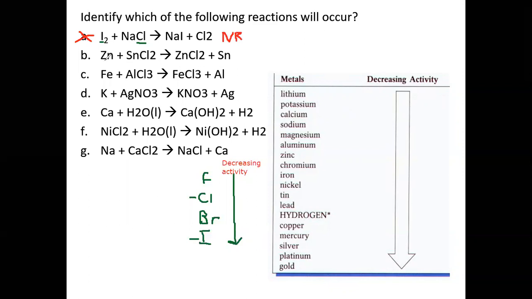Next, in this example, we have zinc displaces tin. So we've got to go to our activity series. We find tin, which is right here, and we find zinc. Since zinc is higher than tin, zinc is going to displace the tin. And so this reaction will occur because, again, zinc is more active than tin. It will displace tin from the compound.